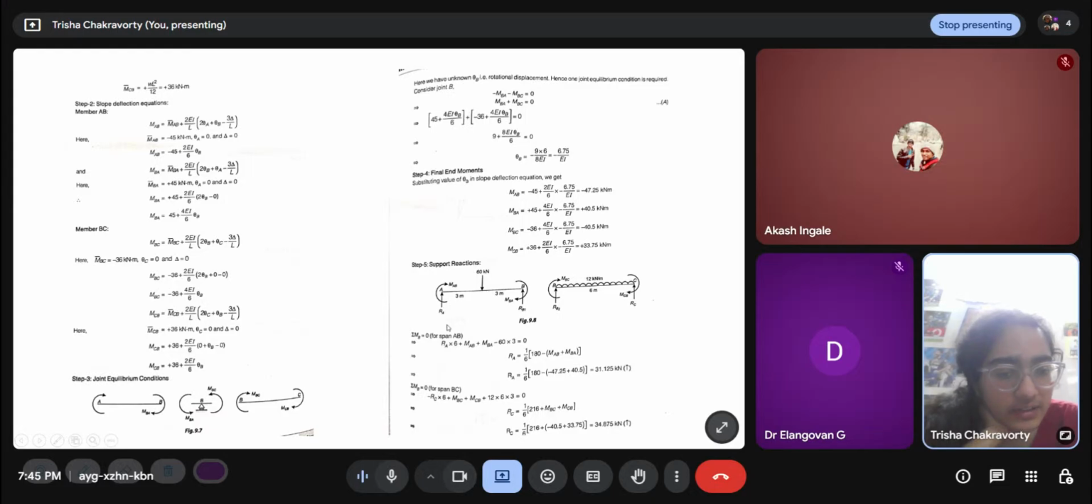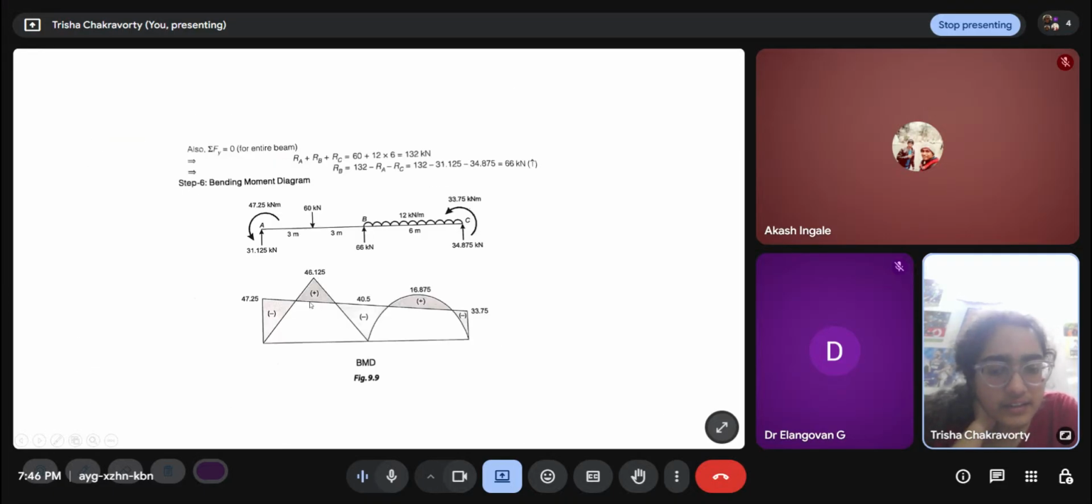And now that I know that, now come to AB. Now AB is simply a determinate structure, because I know the moments, so I can just solve the support reactions, and I can solve the bending moment diagram and shear force diagram for this part, and for this part separately I can do that. And then this is generally how it is done.